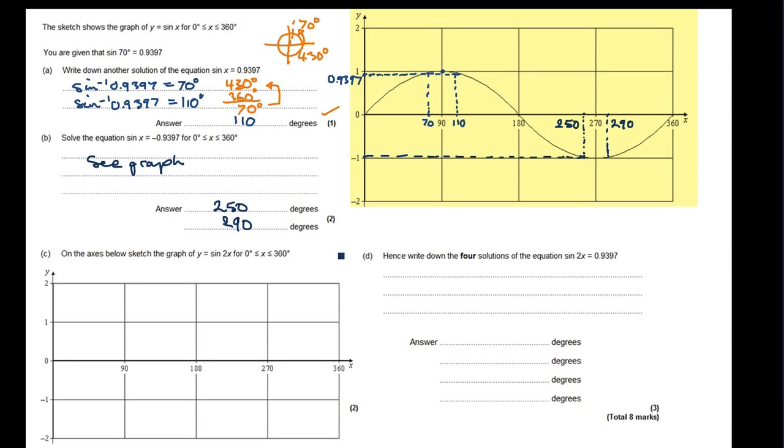Okay, so part C. Now in part C we're asked to sketch the graph of y equals sine 2x for values between 0 and 360, and they've given us the framework. So we can't choose where we put our axes. If we did, normally we might draw a period of minus 180 to 180, which is the usual convention. But what we're going to do is use their framework.